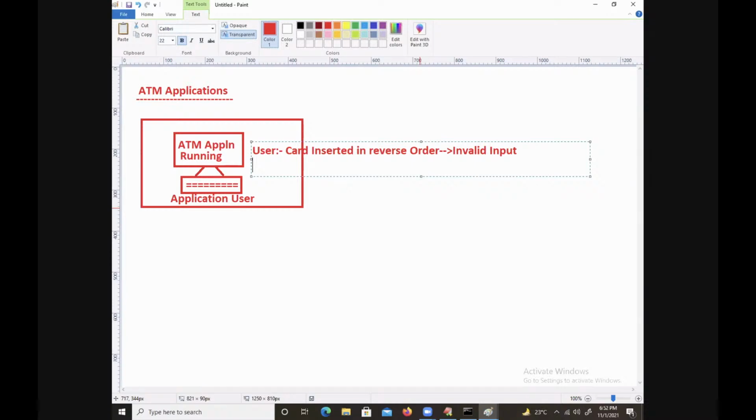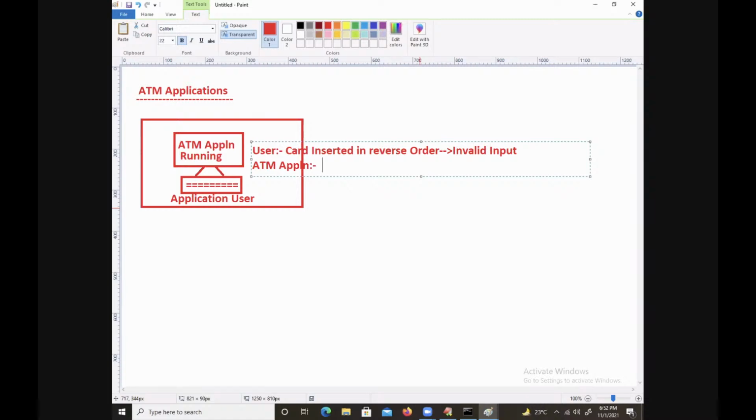When the user inserts a card in reverse order, we get invalid input. Immediately, what is the ATM machine showing? What is my ATM application saying? Tell me, can you tell me what it is saying?